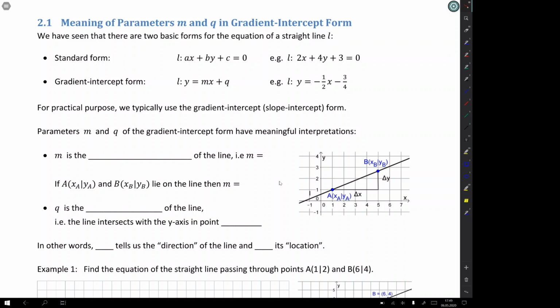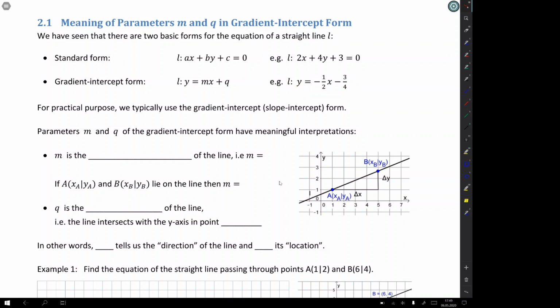In this section, we're going to look at the meaning of the parameters m and q in the gradient intercept form. We have seen there are two main forms for a straight line. One is the standard form, ax plus by plus c equals 0, for example, 2x plus 4y plus 3 equals 0. And the second one is the so-called gradient intercept or slope intercept form, y equals mx plus q. So for example here, the same line written as y equals minus 1/2 x minus 3/4.